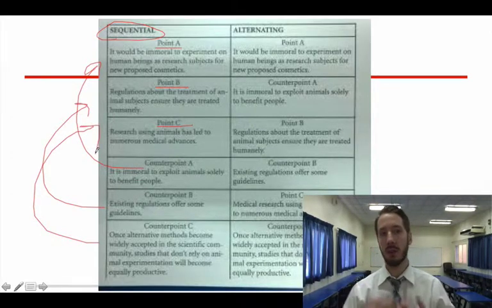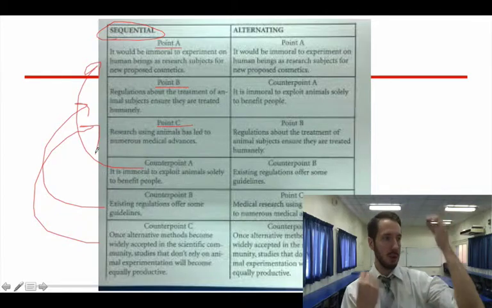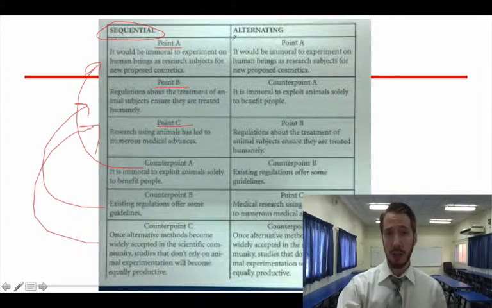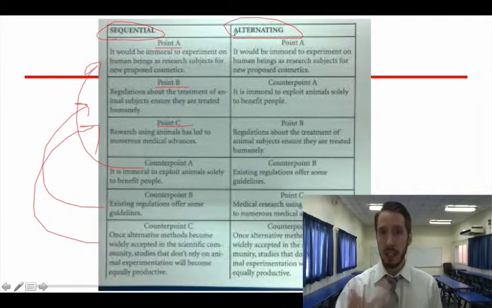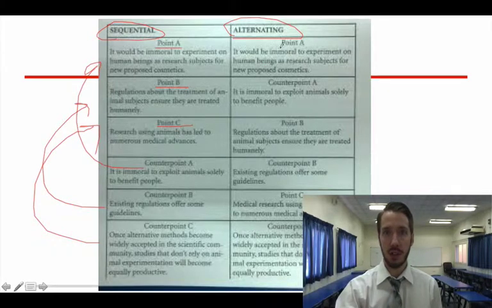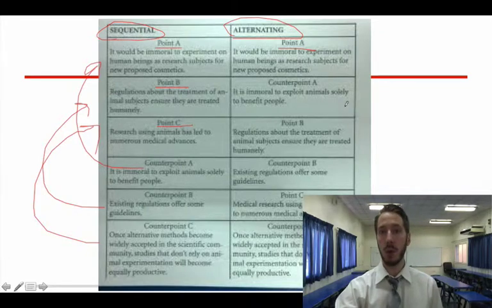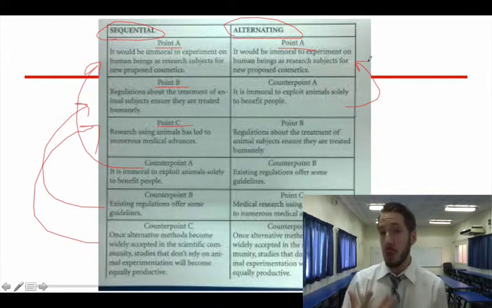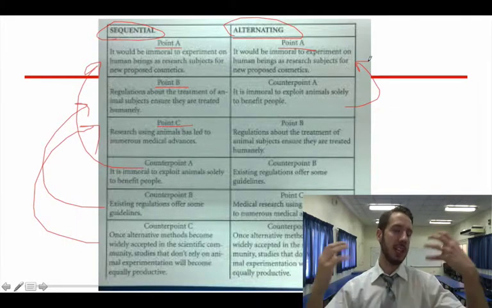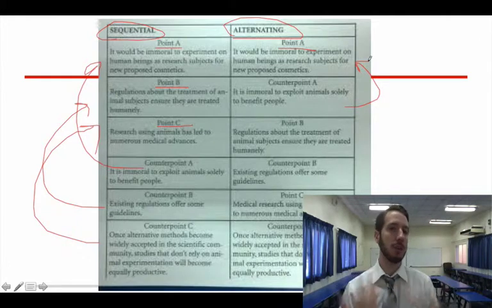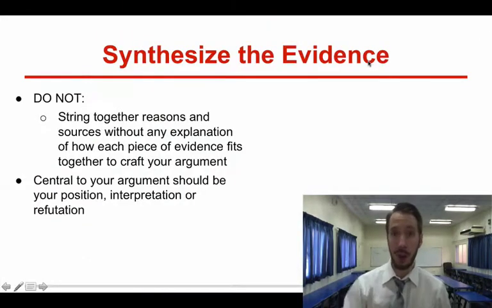Now that's one way to create a sequential argument where you give your reasons, you provide the evidence for that, and then you address the counterpoints. An alternating perspective is give me your point, and it would be immoral to experiment on human beings as research subjects for new proposed cosmetics. And then give me your counterpoint. It is immoral to exploit animals solely to benefit people. You can choose either one as long as they are both there. Your reasons, your evidence, and counterpoints. If you're lacking any of those, then you're not creating a valid argument.